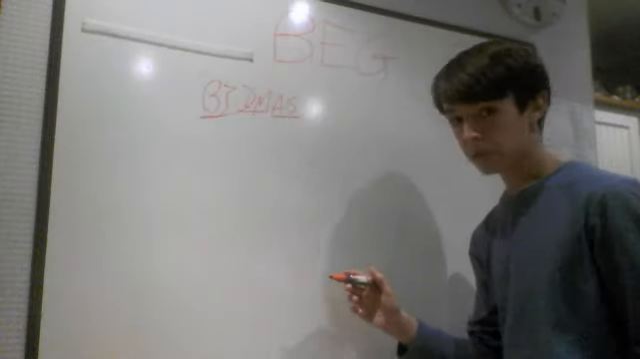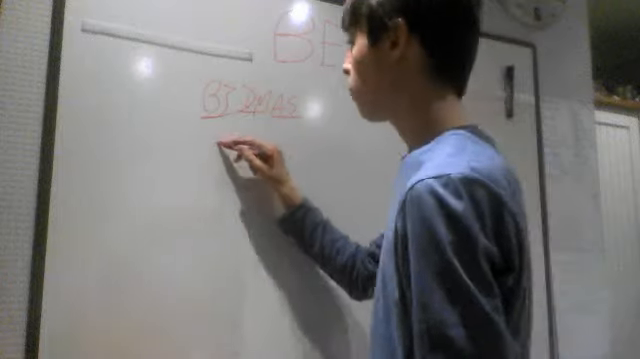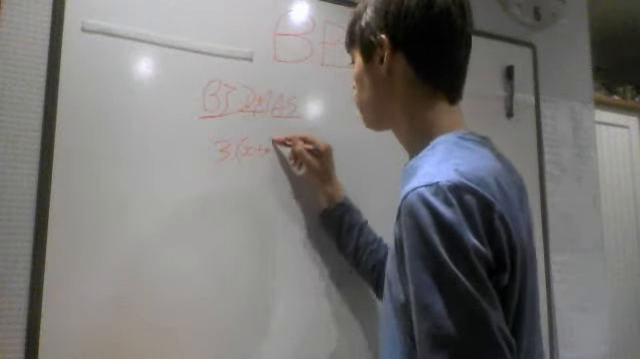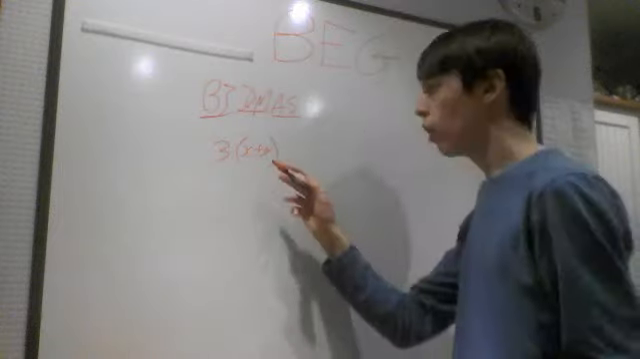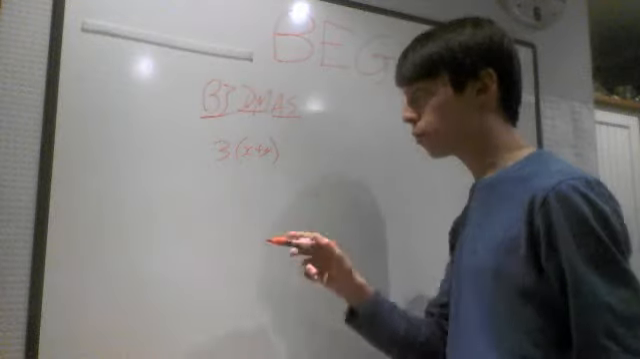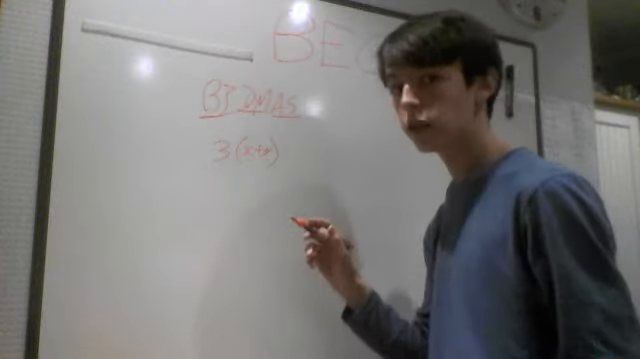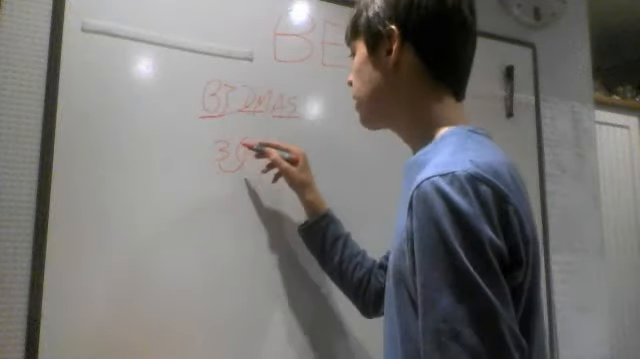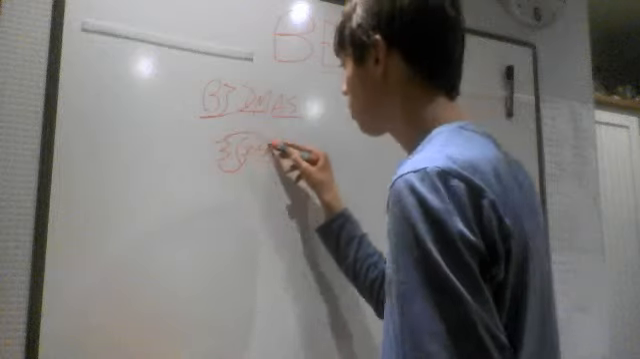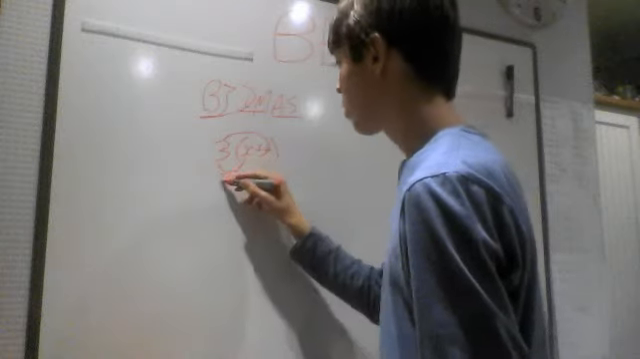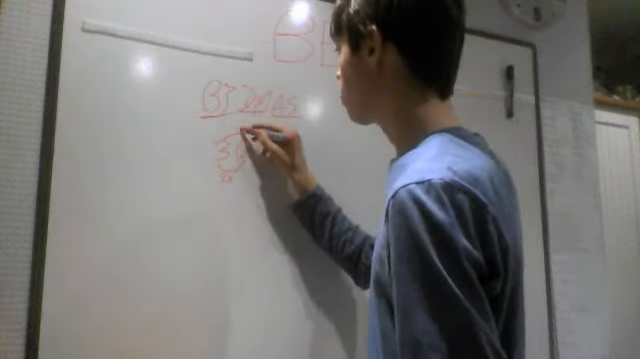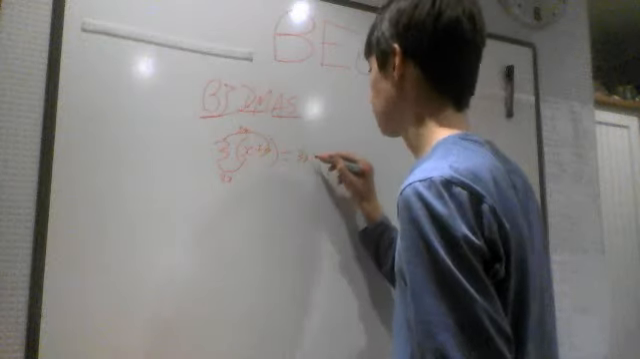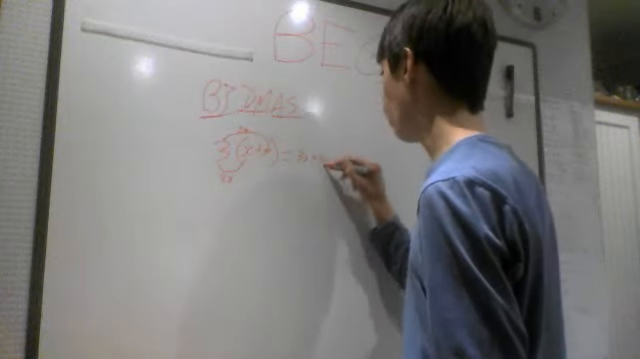So, let's now try that with variables. How about we have 3 times the bracket x plus y? Well, we don't know what x plus y equals because they can have any value. So, what we have to do is this. Multiply 3 and x, and multiply 3 and y, giving us 3x and 3y. Therefore, this simply equals 3x plus 3y.